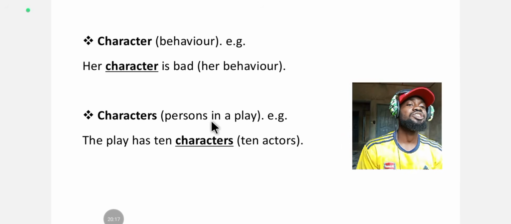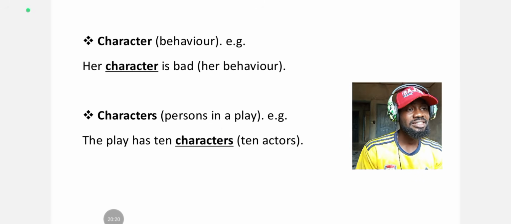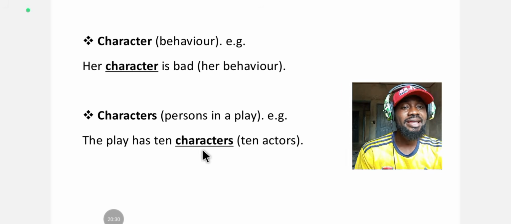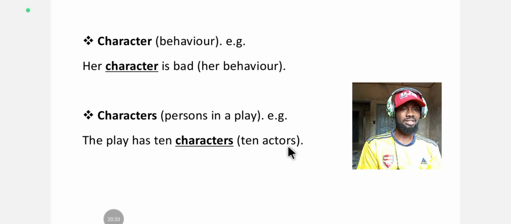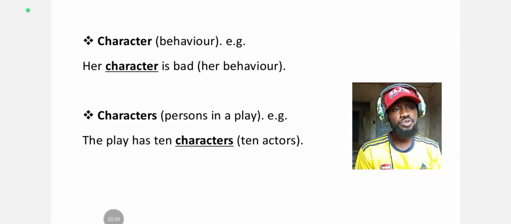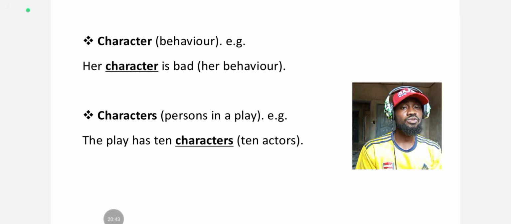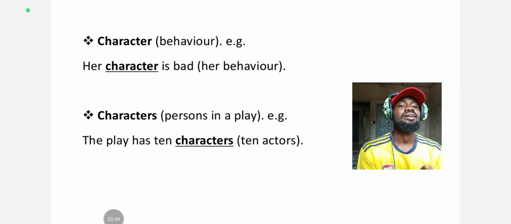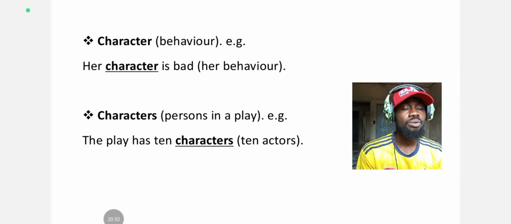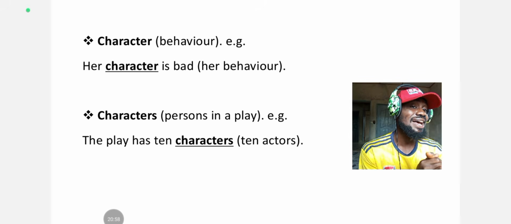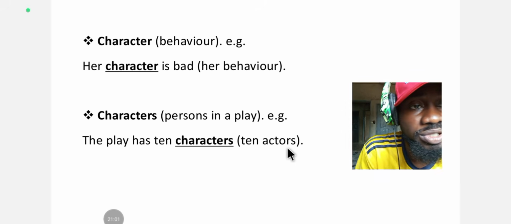For example, in a drama, in any entertaining program, okay? Those involved are the characters, okay? So, for example, the play has 10 characters. It means 10 actors. So, characters are like those involved, those performing, okay, in a play, in a movie, in a drama, and so on and so forth. So, just know what character is. When there is no S, it's a character, like a character, behavior. That's a noun. Okay, characters is also a noun, but it has different meaning, which means those involved in a play.